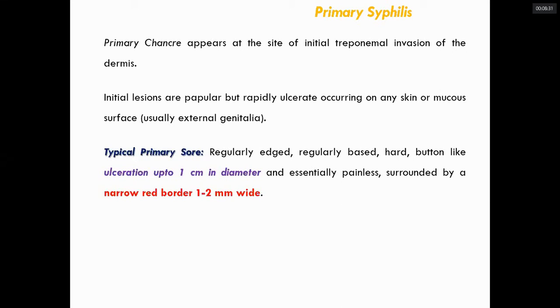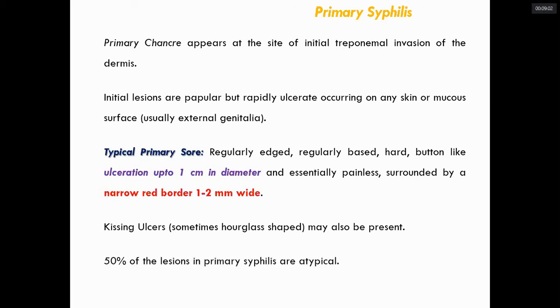How is it? On examination, the Hunterian chancre is a regular-edged, regular-based, hard, button-like ulceration up to 1 centimeter in diameter, and it is painless, right? And it is surrounded by a narrow border 1 to 2 mm wide. However, it can be painful if there is secondary infection, but the primary lesion is essentially painless. And there can sometimes be kissing ulcers that are shaped like an hourglass. And 50% of the lesions of primary syphilis may be atypical, meaning not as we have described earlier.